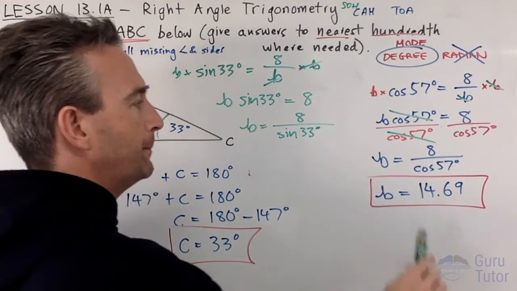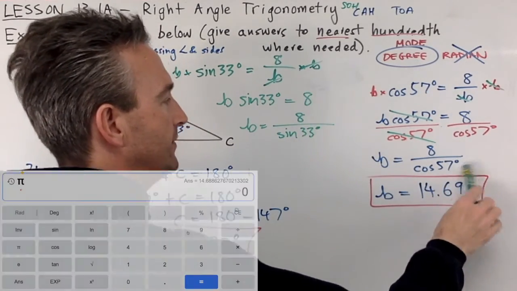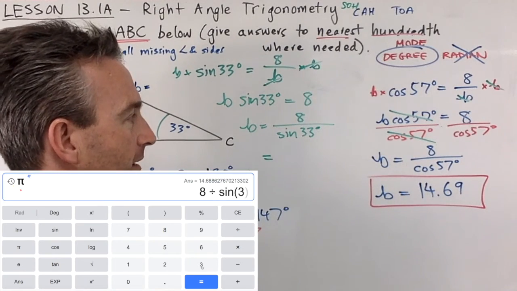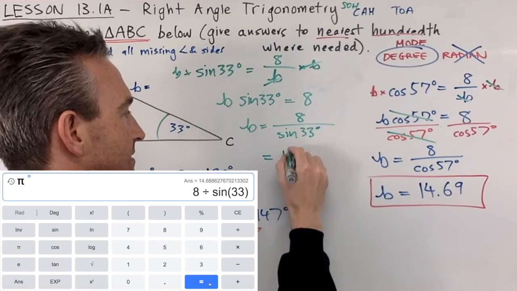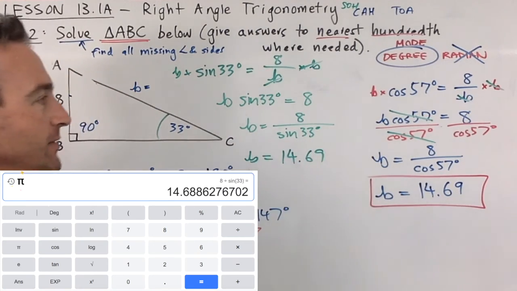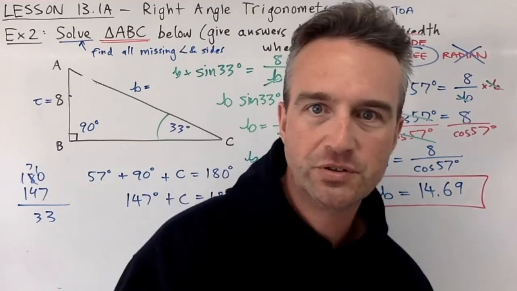Okay, so over here we had B equals 8 over cos 57. Now we have B is 8 over sine 33. And if you did that, like magic, you should get this same answer still, 14.69 rounded. Just give that a try and see if that works. I'm sure it does.